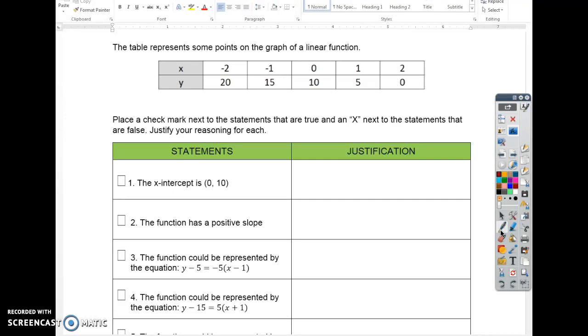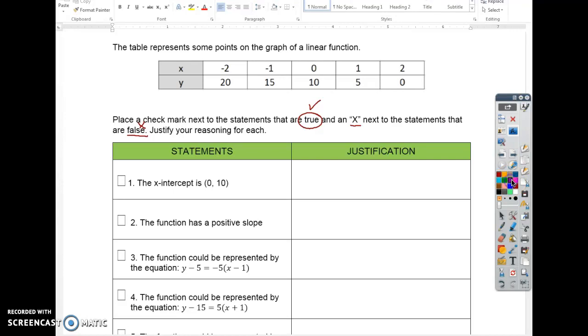It says, place a check mark next to the statement that is true. So anything that is true, we're going to put a check. Okay? And put an X next to the statement that is false. So anytime you see something that's not true, we're going to put an X right here in the boxes. I'm only going to do 4 of them with you. You're going to finish the other 4 on here, and then you're going to do the back page.